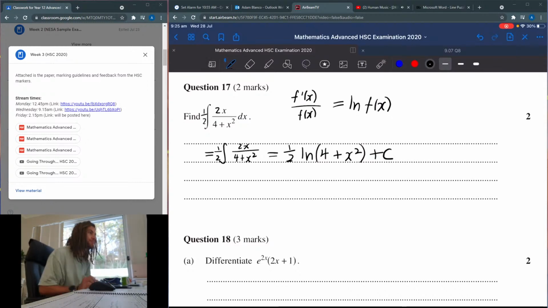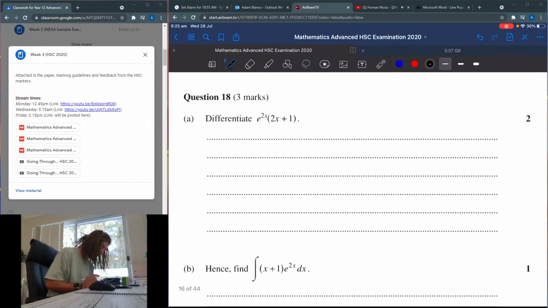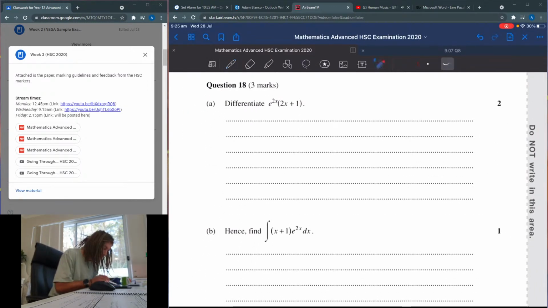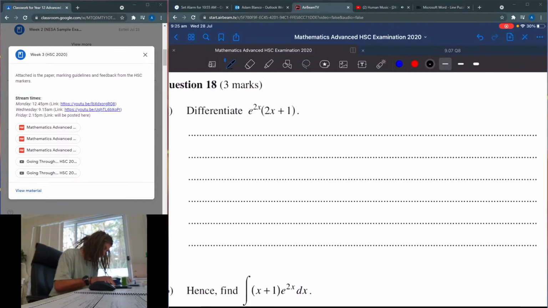Yeah, is that right? Okay, now these questions are kind of common where they say differentiate this and hence find this. So pretty much what we're going to be looking for is if we differentiate this, it's probably going to look kind of like this maybe. We'll see.